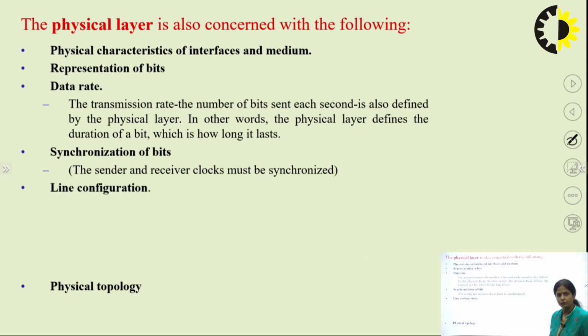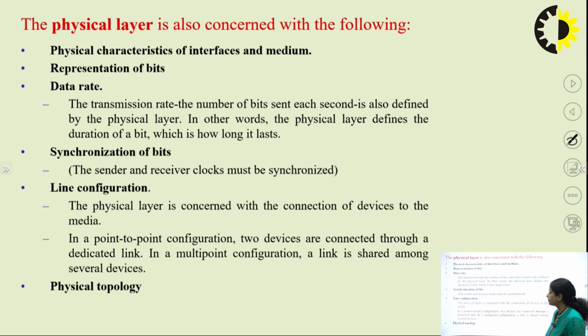Then line configuration. What is line configuration? The physical layer is concerned with the connection of devices to the media. In a point-to-point configuration, two devices are connected through a dedicated link, and in a multi-point configuration, a link is shared among several devices, right?